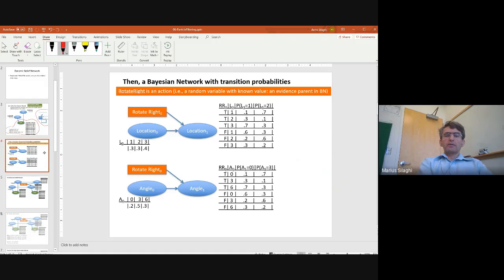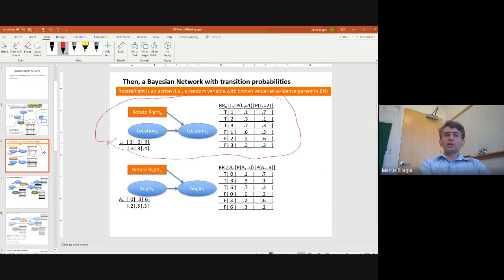So you have here a conditional probability table to move from location 0 to location 1. So you have for location 0 the prior. Rotate 0, it's an action, it's an evidence. This is what we mean by an action. An action is a random variable, just as until now with evidences and hidden states. It's a random variable.